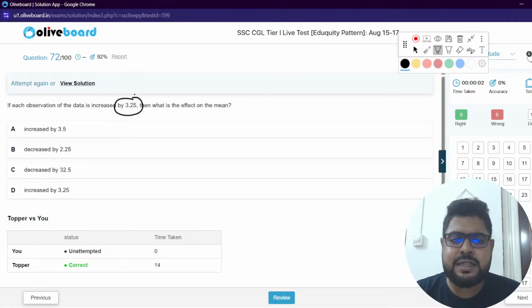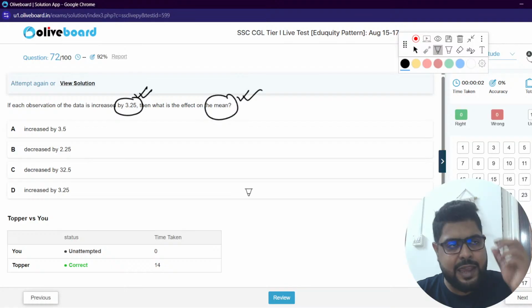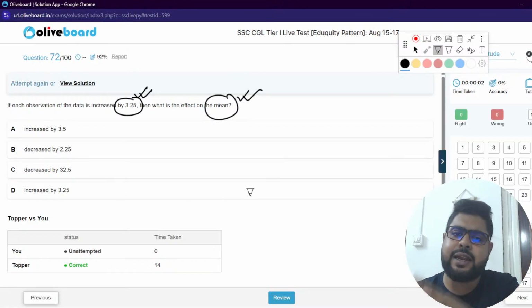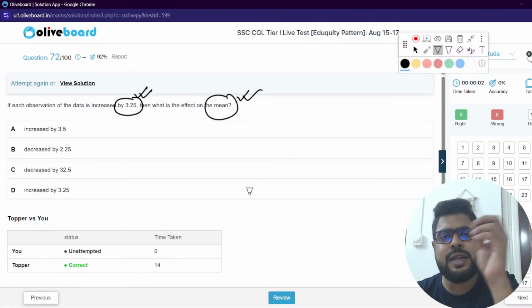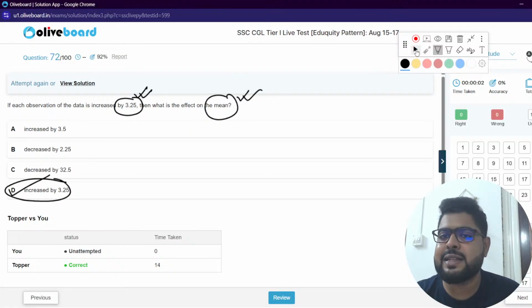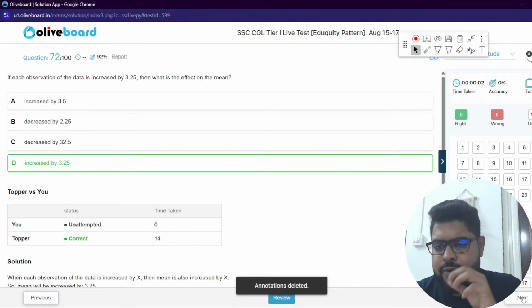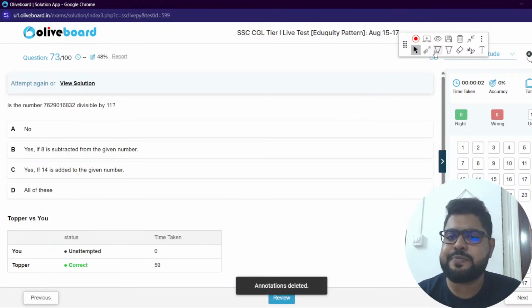Each observation is increased, so the mean also increases by the same amount. We have done this question about average as well. If every observation is increased or decreased, the mean also increases or decreases by the same amount, sir. So increase, meaning D is the answer. We don't need pen and paper for this.